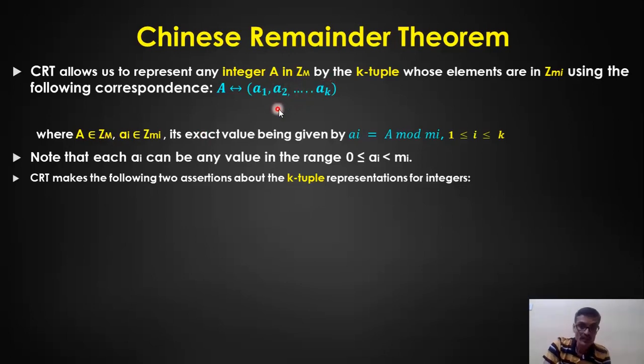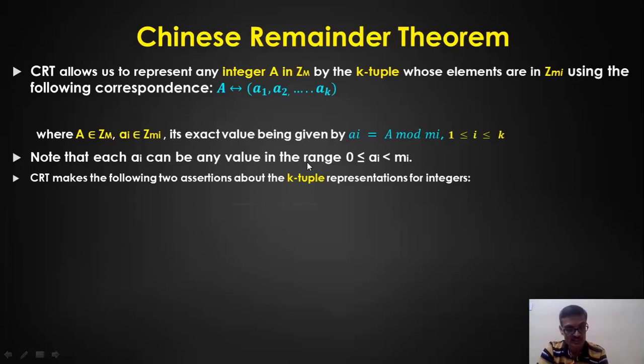That means the residue of that 2 and 5 only is ai. And this A belongs to set Zm, that is Z10, this is 9, correct? That is the example I can quote. So the exact value of this is found by using what? A mod of mi. That's what we have done. That is 9 mod of 2, 9 mod of 5. That's what we did, right? Isn't it? Now, CRT makes the following two assertions about the k tuples, whatever we have got here.